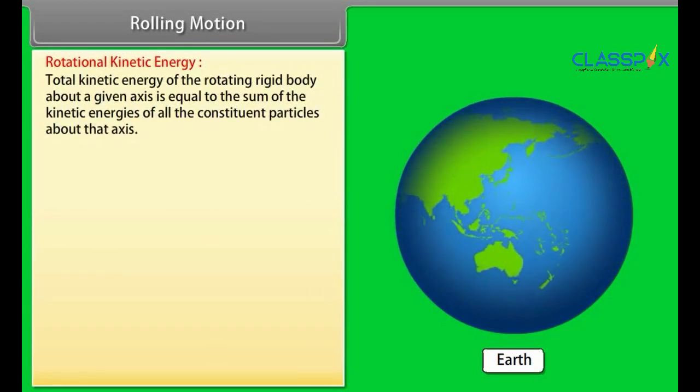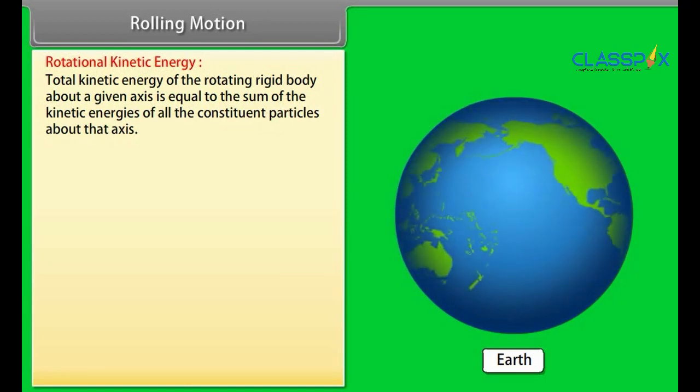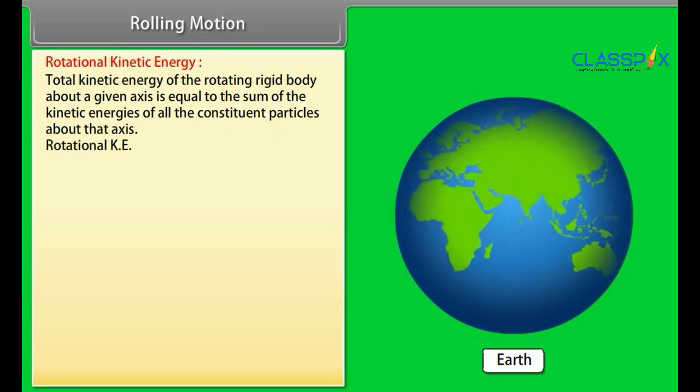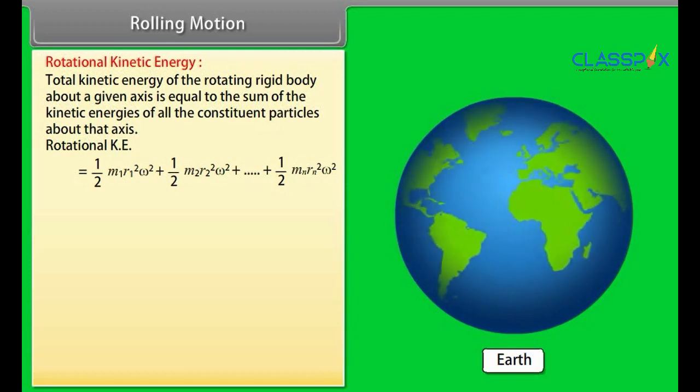Total kinetic energy of the rotating rigid body about a given axis is equal to the sum of the kinetic energies of all the constituent particles about that axis. Rotational kinetic energy is equal to half m1 r1 square omega square plus half m2 r2 square omega square plus so on till half mn rn square omega square.